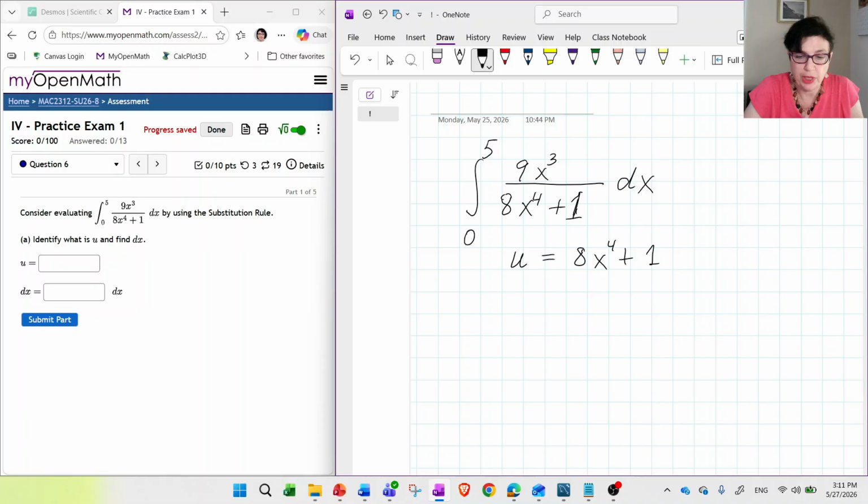Now let's find du. So du would be, what is the derivative of 8x to the fourth power? We bring the power down, that's going to become 32, and then we reduce the power by 1, 4 minus 1 is 3. I see a lot of students leaving this just like that, and not remembering that du is not just the derivative, it's the differential.